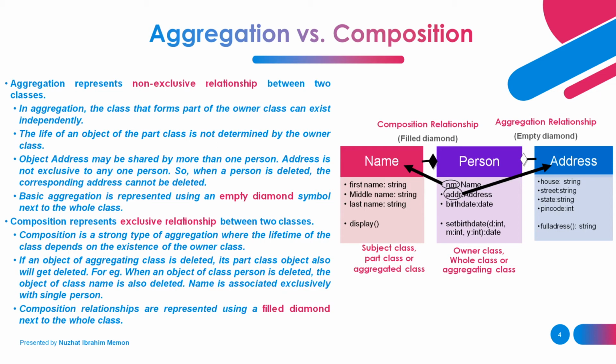Now, next thing is the class that is contained in owner class is known as subject class or part class or aggregated class. Here, name and address is subject class or part class or aggregated class.